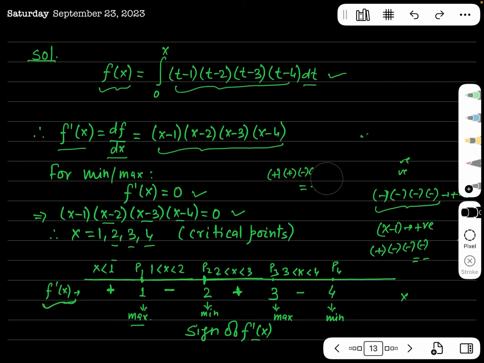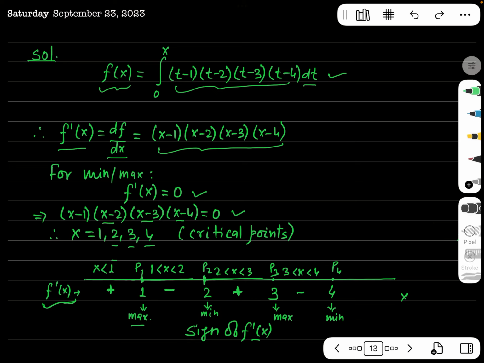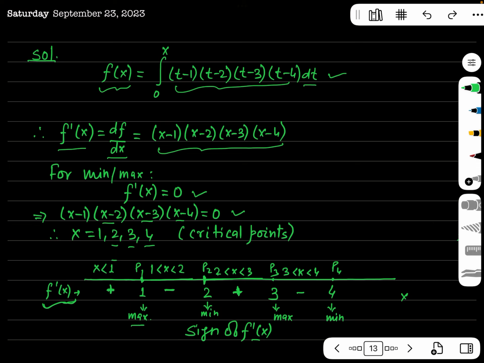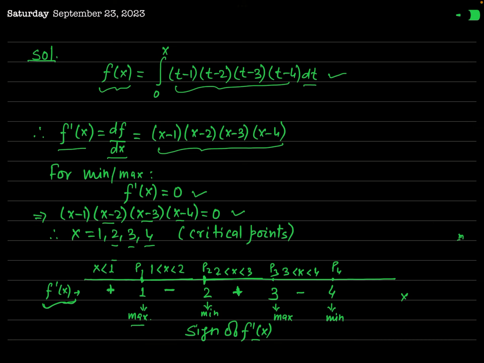Now we will see the point x equal to 3. At this critical point the function will have either a maximum value or a minimum value. Now you can see, in the region where 2 is less than x and x is less than 3, f dash x is positive. Now think about the region where 3 is less than x and x is less than 4.